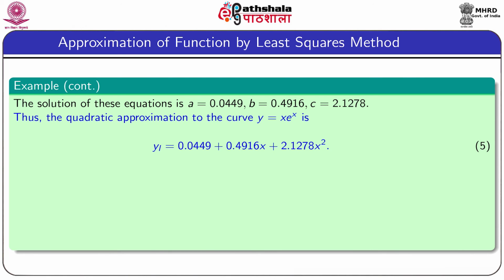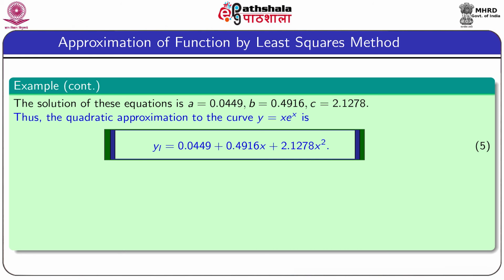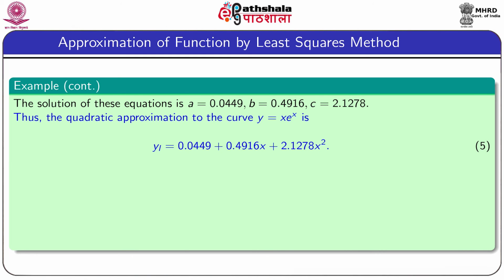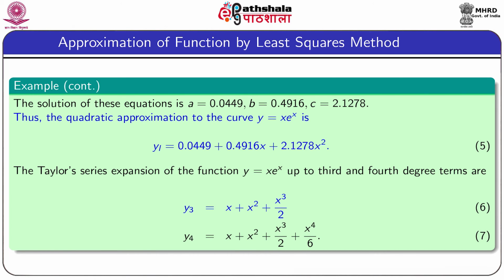Now, the solution of this system of equations is a = 0.0449, b = 0.4916 and c = 2.1278. This is the solution of the above normal equations. And finally, the quadratic approximation to the curve y = x e^x, denoted by yl, is yl = 0.0449 + 0.4916 x + 2.1278 x². This is the fitted curve using the least squares method.